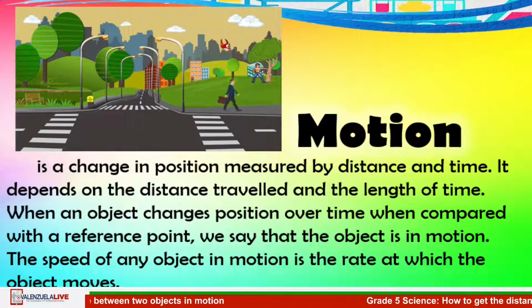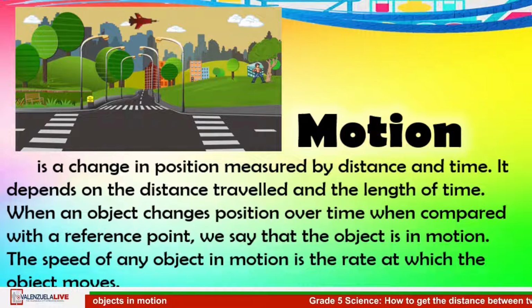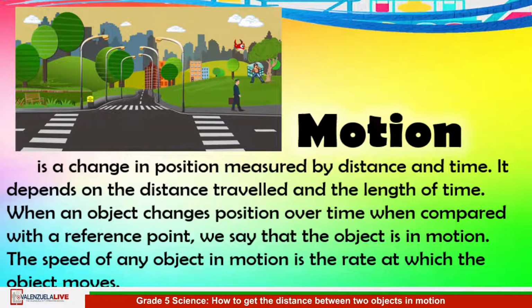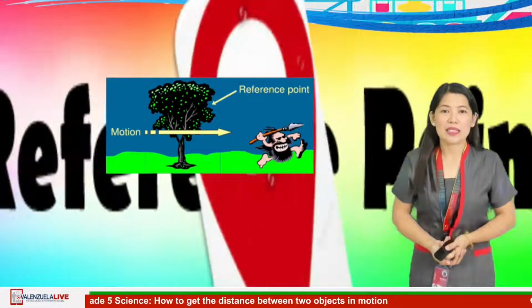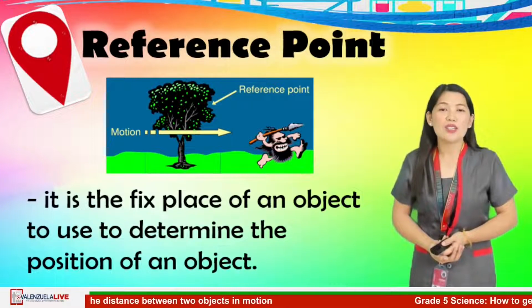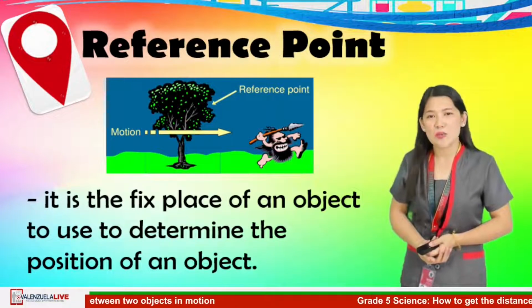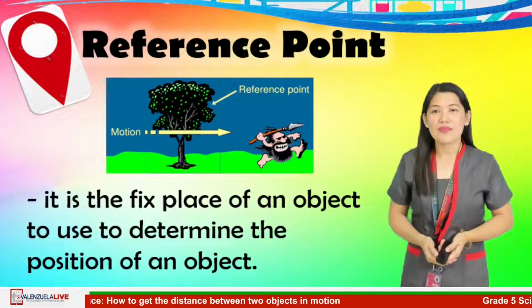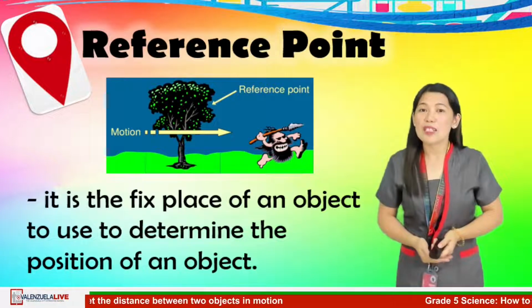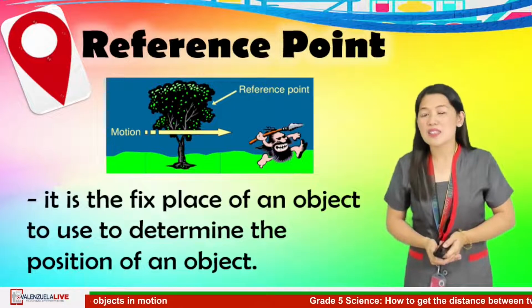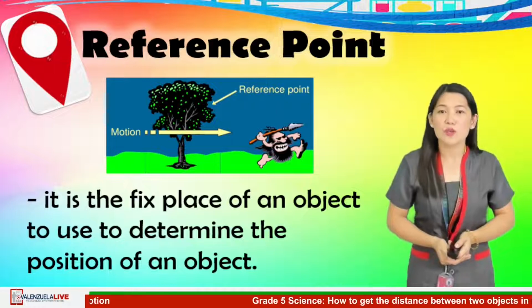When an object changes position over time when compared with the reference point, we say that the object is in motion. What do you mean by reference point? Reference point is the fixed place of an object used to determine the position of an object. It is also known as the starting point. My dear learners, the reference point is important for us to measure the distance traveled, and the distance traveled is also based on how fast you move.